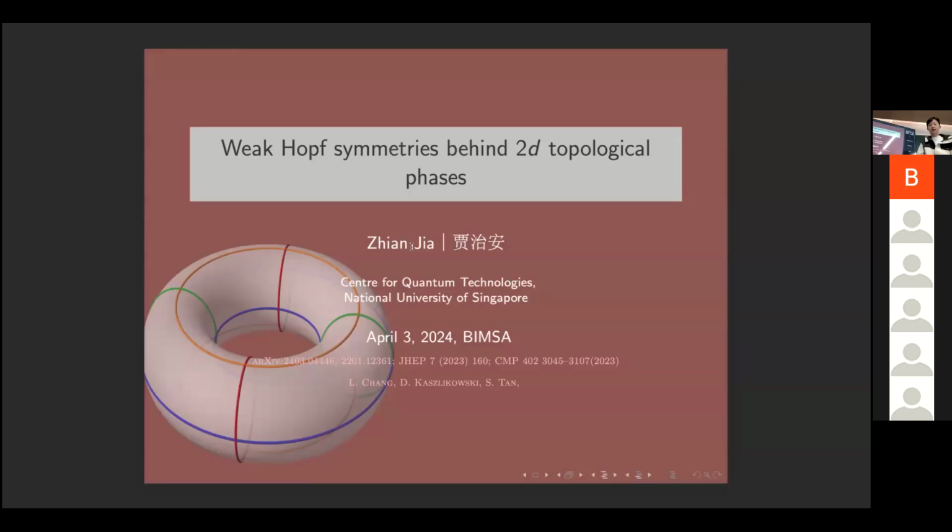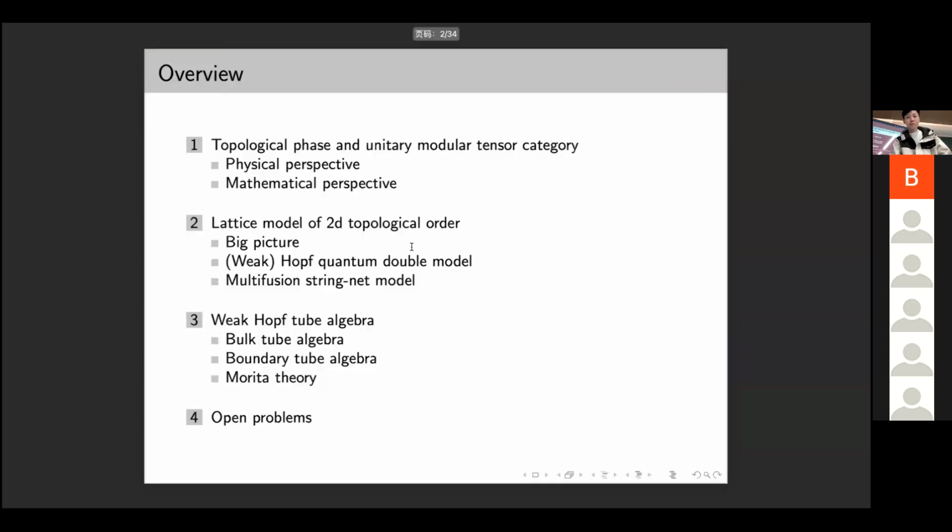We call symmetry about the phase. And I will try to explain how to recover the quantum symmetry from the given topological phase. So for this talk, I will briefly discuss three parts of the work.